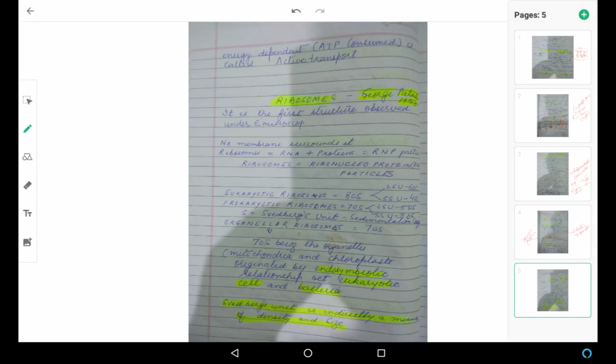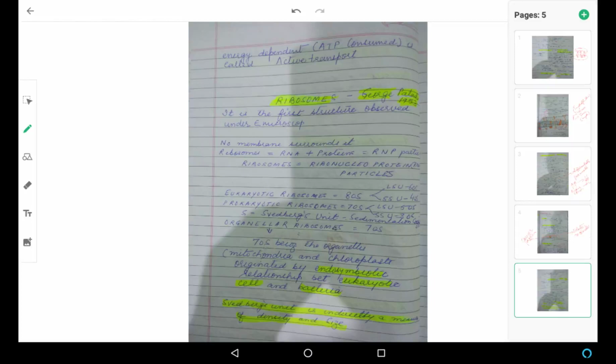This is all about the introduction of the plasma membrane. Let us move to another organelle called ribosome. I have told you at the initial stage of this series that ribosomes are membraneless organelles. They are present in both prokaryotes and eukaryotes. First of all, they were reported by George Palade in 1953. This was the first structure which was observed under the electron microscope.